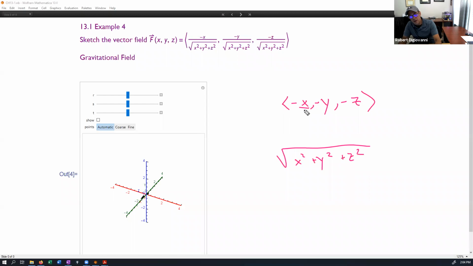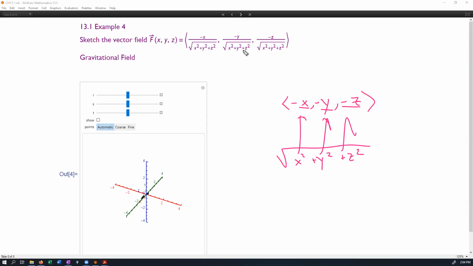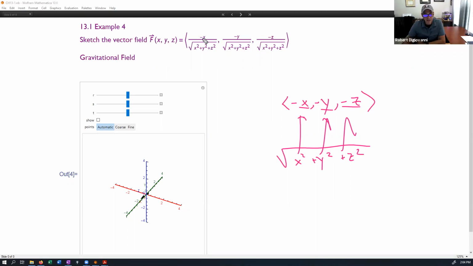So now if you divide each one of those by the length, what can you tell me about every vector in this vector field? How long is every vector? One unit. One unit, okay? Now, the fact that you have a negative on the x, negative on the y, and negative on the z, watch what that does.